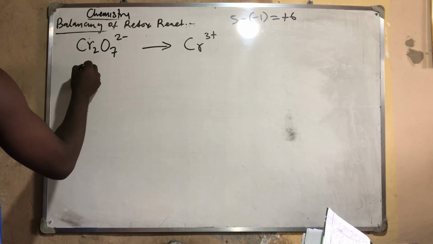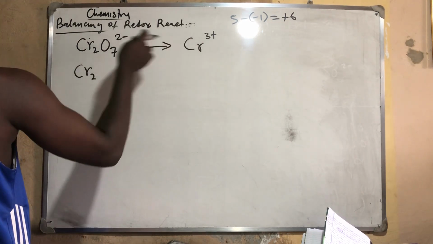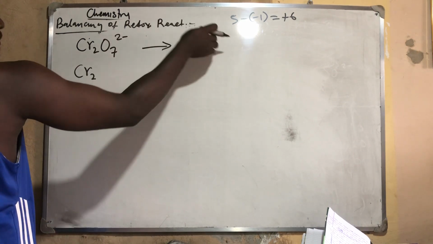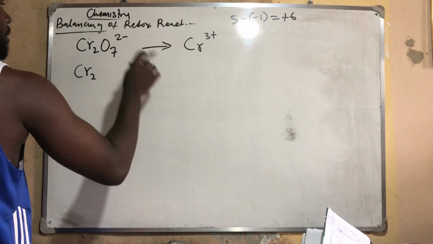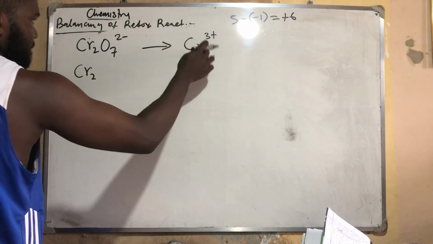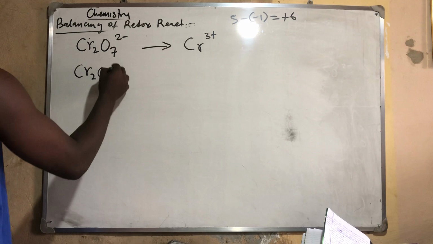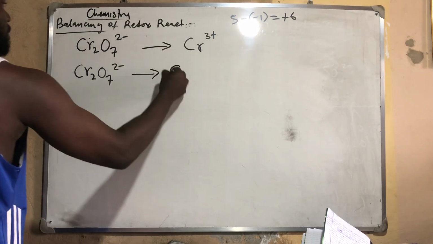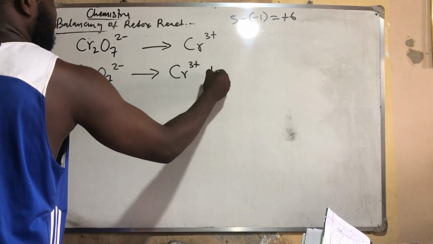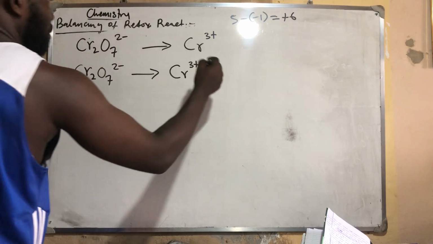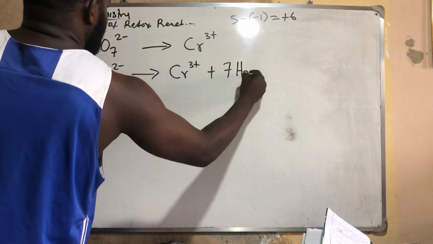So this is Cr2. But if there is oxygen here, we'll say the number of oxygen here minus the number of oxygen here. Remember, so this is 0. 7 minus 0 is 7. So we're adding 7 molecule of water. So O7 2 minus to give us Cr3 plus 7 molecule of water, 7 H2O.